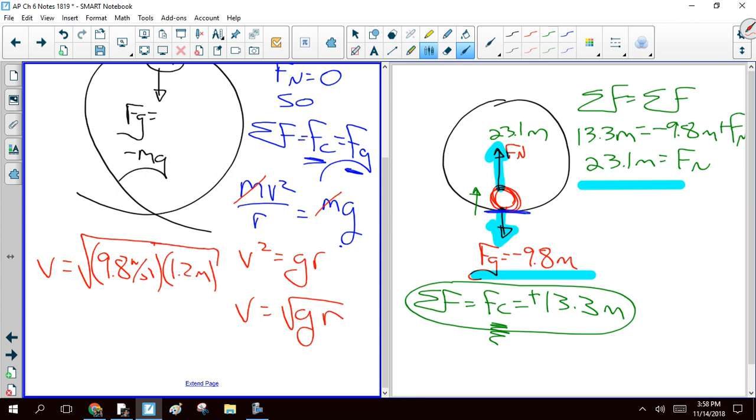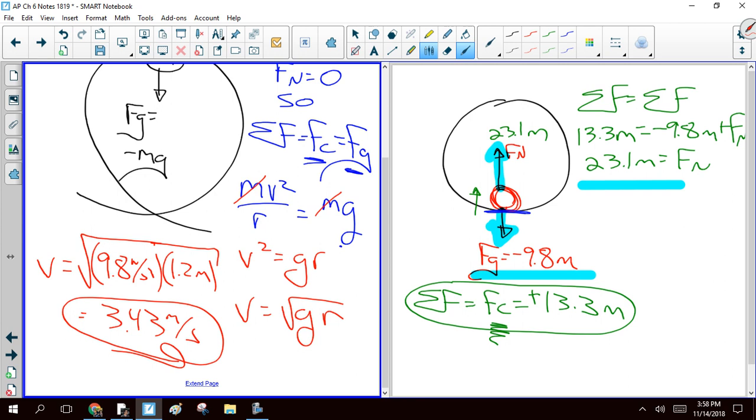All right, notice the units do work out here. We're going to get meters squared per second squared, and then when you take the square root, you do get meters per second. And if you solve it, you end up getting 3.43 meters per second. That's the smallest velocity they could have and still maintain contact with the track.